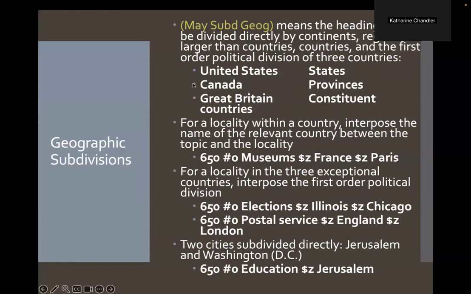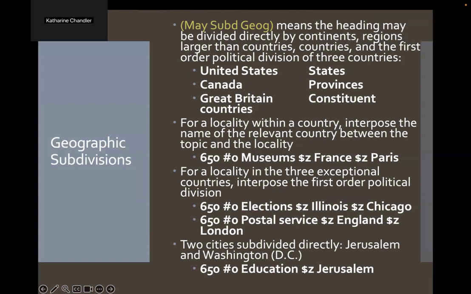May subdivide geographically means the heading may be divided directly by continents, regions larger than countries, countries, and the first order political division of the three countries, always starting with the US, Canada, Great Britain: states, provinces, and constituent countries. For a locality within a country, interpose the name of the relevant country between the topic and the locality, such as museums, France, Paris. For a locality in the three exceptional countries, interpose the first order political division. Two cities are subdivided directly, Jerusalem and DC. So you have education Jerusalem.